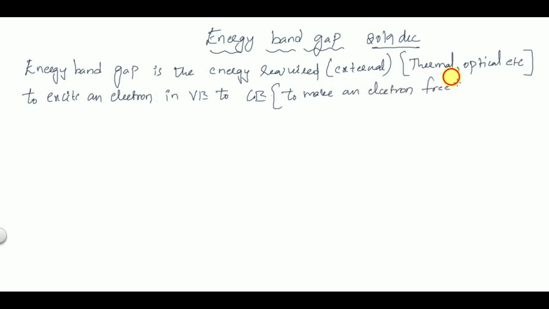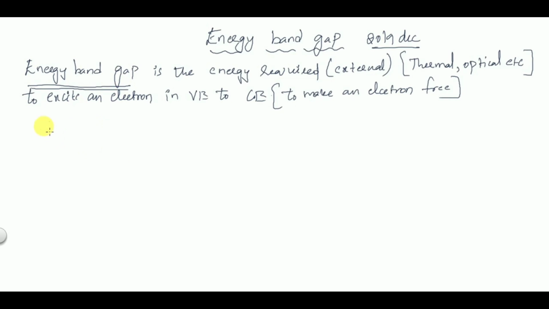Okay, so how much energy we have to supply to make an electron free, for an electron to excite from the valence band to the conduction band, is termed as energy band gap. So that is the thing.